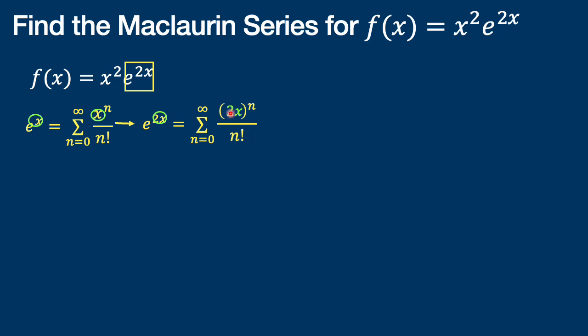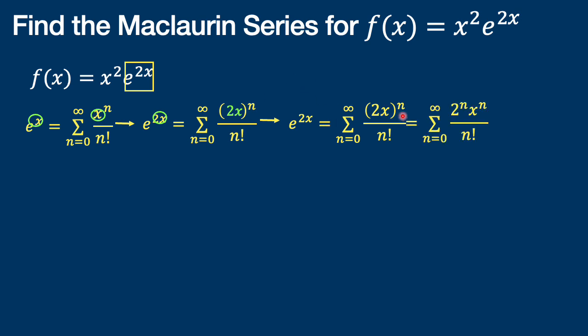So let's simplify this one first, guys. Just simplify this one first. What is it going to be? e to the 2x is the sum of 2x to the n. You distribute the power: 2 to the n, x to the n. Now we need to find the Maclaurin series for x squared e to the 2x, right? That's what we're going to do.